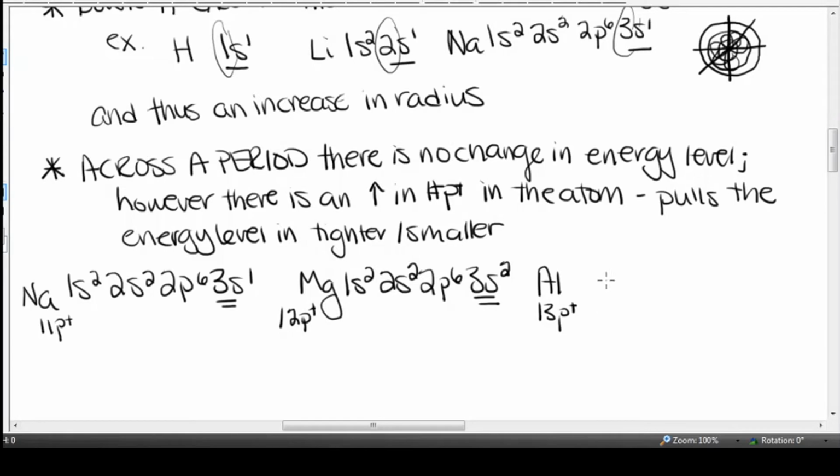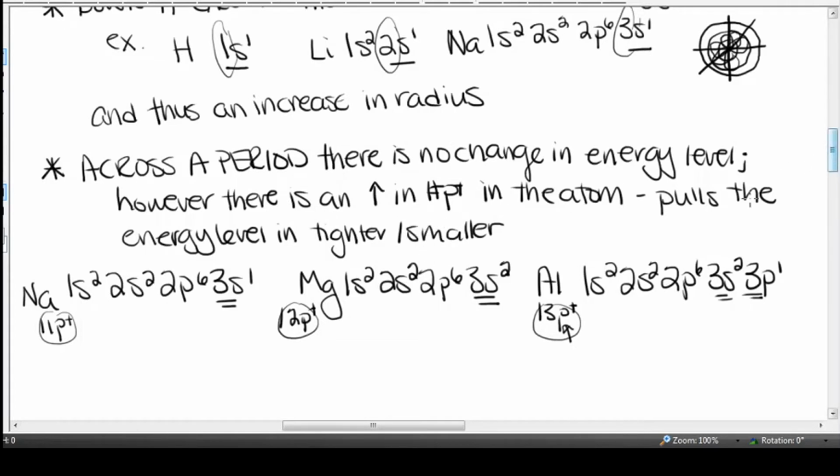Aluminum has 13 protons. 1s2, 2s2, 2p6, 3s2, 3p1. Still the third energy level, but now 13 protons pulling on it. It's going to get even smaller. So as you can see, as we increase in the number of protons going across a period, we're going to get an increase in pull, and thus the radius is going to get smaller.